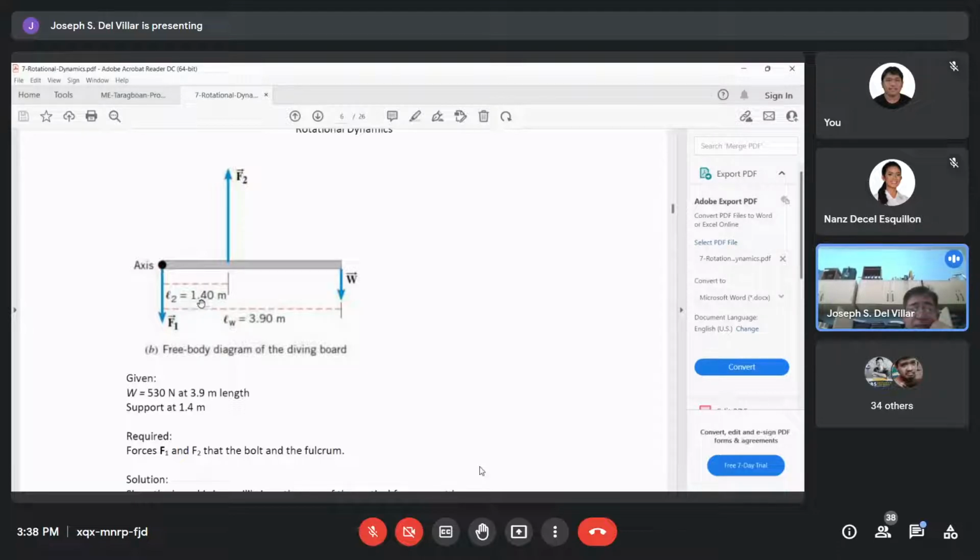So, F1 times 1.4. And what is the direction of the weight of the woman? Is it counter or clockwise? Clockwise, po. Yes, so it is negative. So the summation of torque, we start with F1. So F1 times 1.4 minus 530 times 2.5. Correct? Why minus 530 times 2.5? Why?